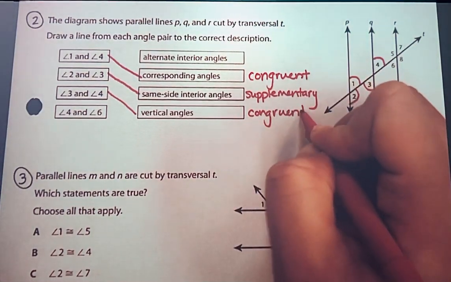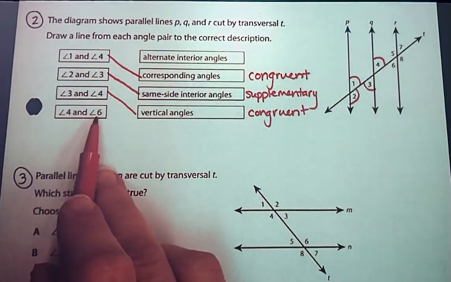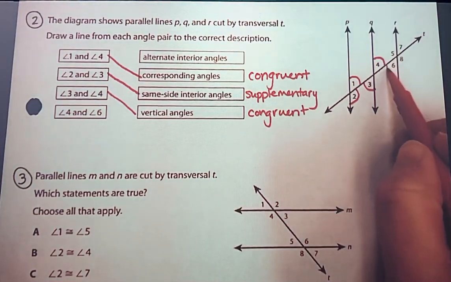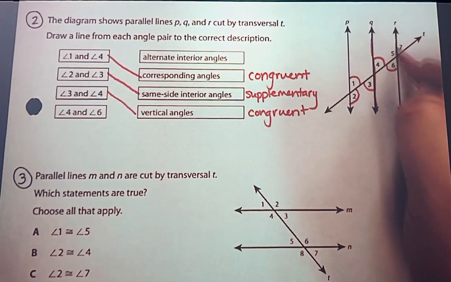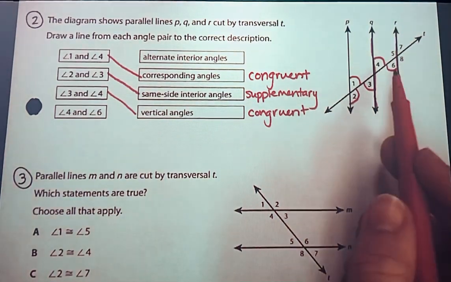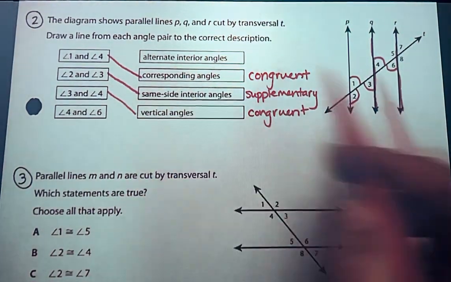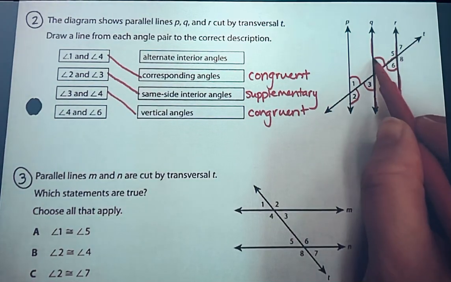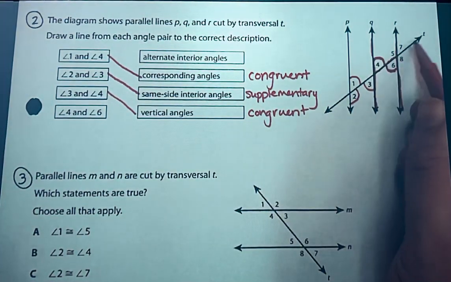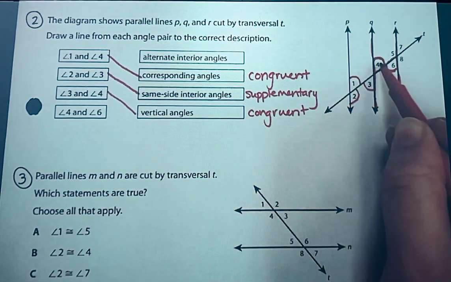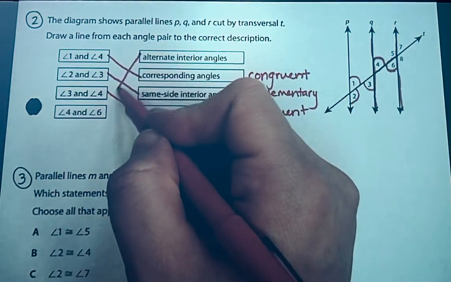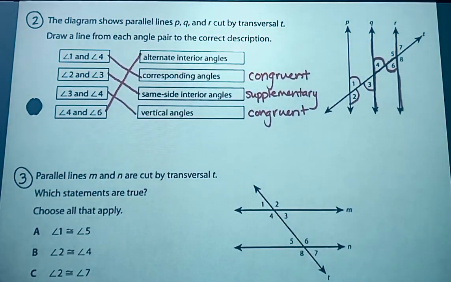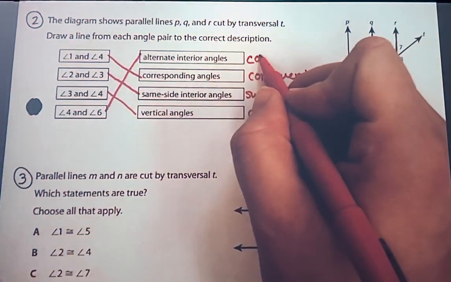And the last one, angle 4 and angle 6. They are right here. Now, they are inside of these two parallel lines. That's why they're interior angles, and they're on alternate sides of this transversal line, so that's why they are alternate interior angles. And they are also congruent to one another.